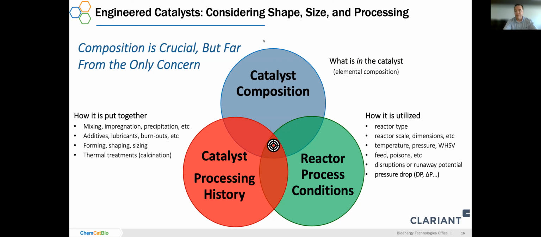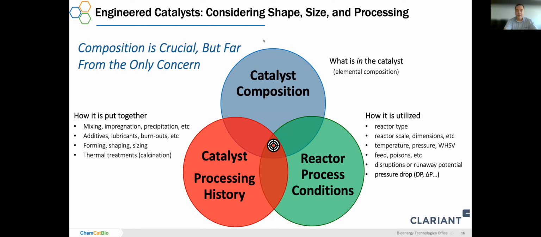However, that's far from the only concern, especially in the work that we do at Clariant R&D. The other circles in this Venn diagram are capturing some of the things that aren't necessarily always considered when you're developing a new catalyst in the lab. But this is very heavily tied to the concept of engineering a catalyst, or the engineered catalyst. So this red circle really, in my opinion, describes a lot of what goes into engineering a catalyst, and I call this the catalyst processing history.